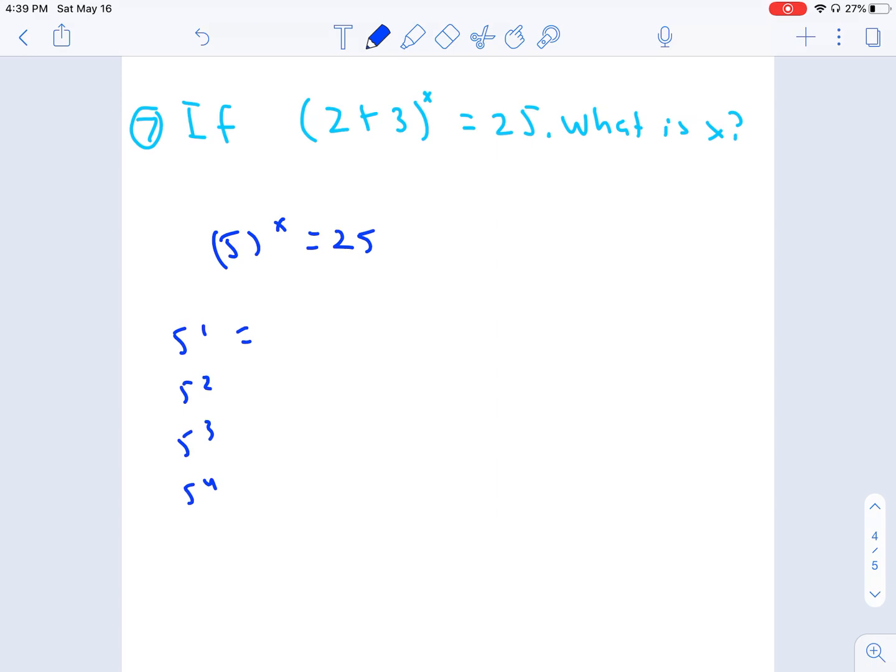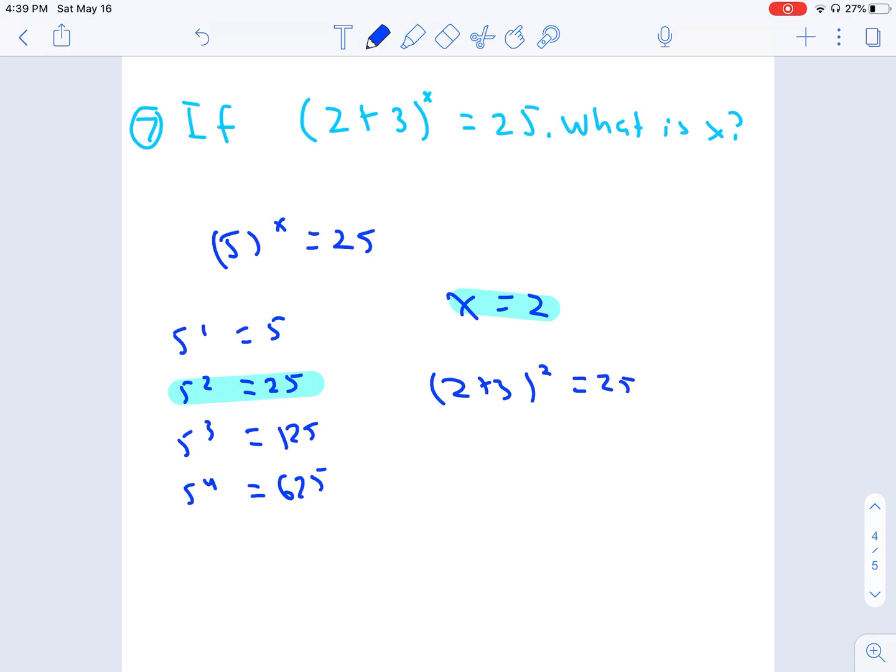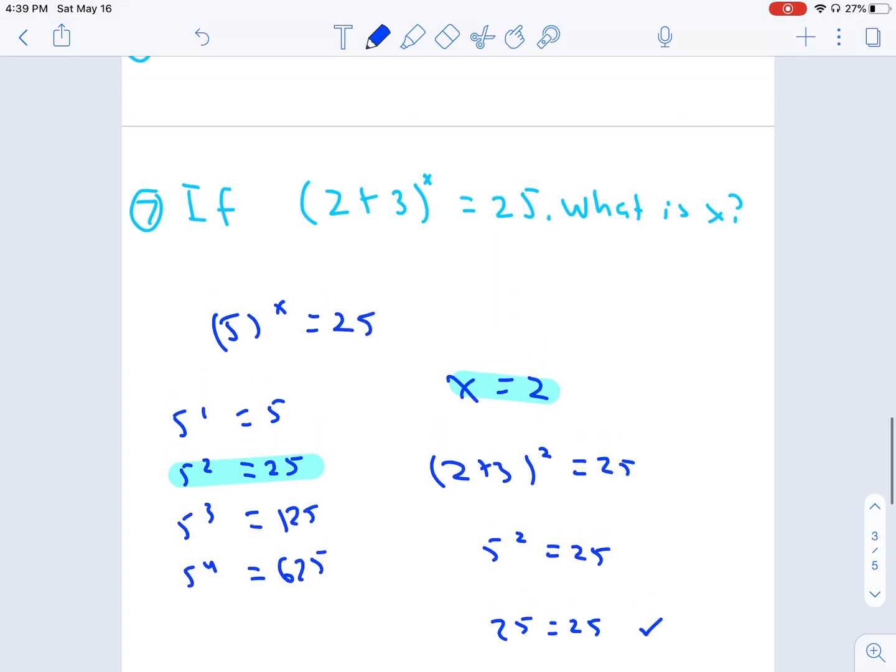We can do 5 to the first, 5 to the second, 5 to the third, and 5 to the fourth. And I'm doing this: 5 times 1 is 5. 5 times 5 is 25. 5 times 5 times 5, 125. And this one is 625. So whichever one of these matches 25, which is 5 to the second, then we know x is equal to 2. And we can check that by doing 2 plus 3 to the second power is equal to 25. So 5 squared is equal to 25. 25 is equal to 25. So that is correct. The answer is 2.